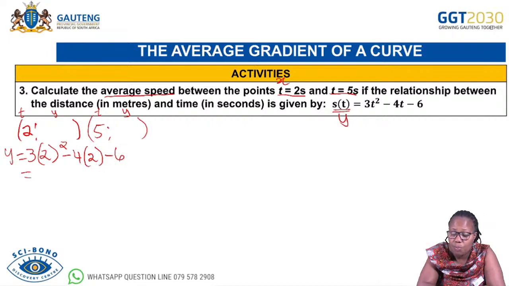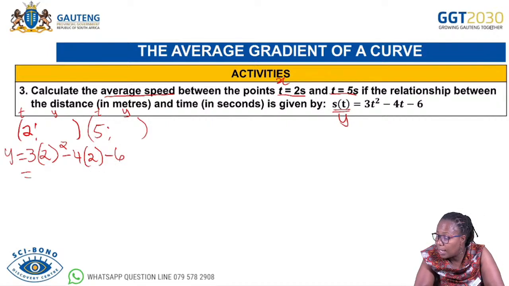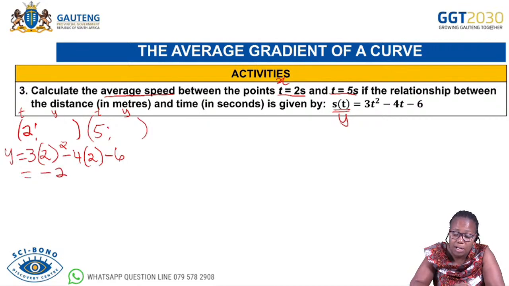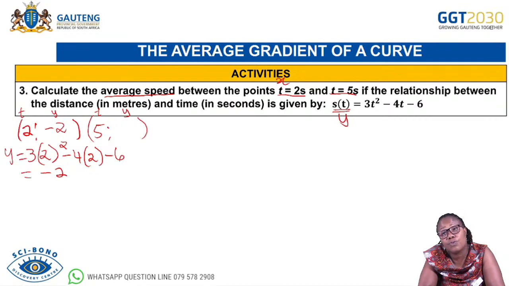And then I hope we all got the answer, which is how much, grade 12? This will be 4 times 3, 12, minus 8, which is 4. 4 minus 6, which is a minus 2. So that means this 2 coordinates with what? With the negative 2 there. I hope that is clear.